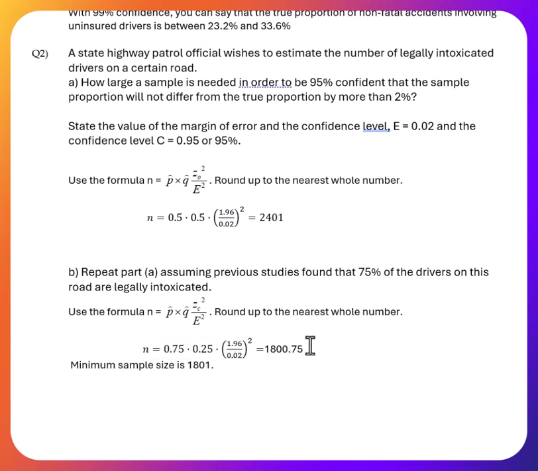1,800.75. Remember, a sample size cannot be a decimal, so you always have to round it up. Round up to the next whole number. So what's the next whole number after 1800? The minimum sample size will be 1801. This is everything that you need to know about finding confidence intervals for the population proportion.